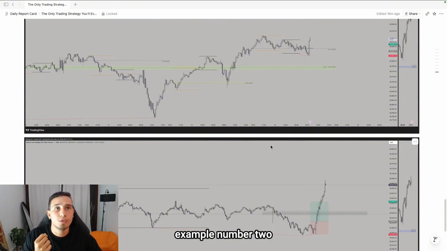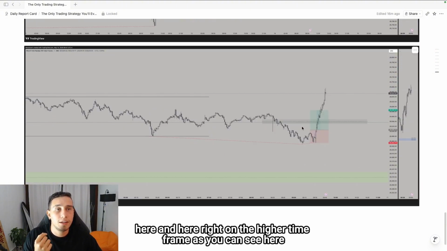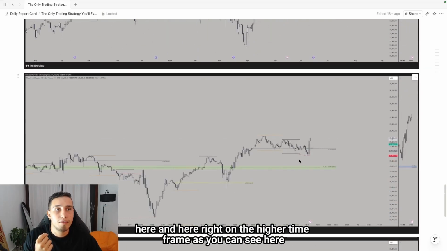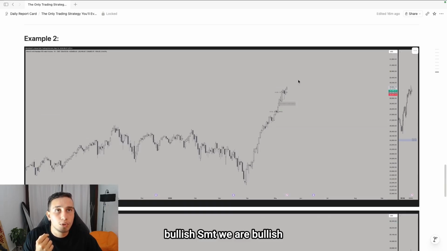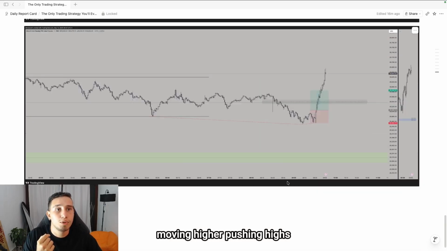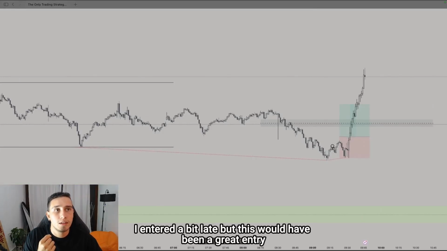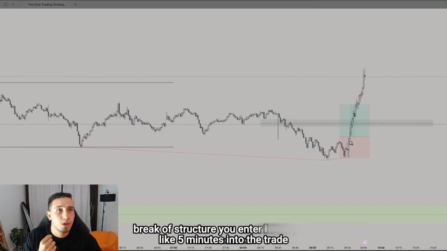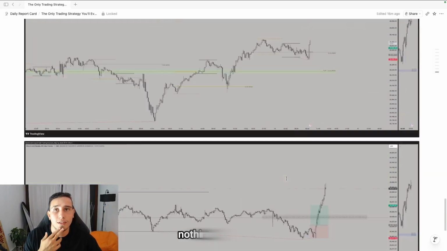Example number 2, longs, right? We have a bullish SMT here, here and here, right? On the higher time frame, as you can see here, bullish SMT. We are bullish, moving higher, pushing highs. What do we do? Break of structure. I entered a bit late, but this would have been a great entry. Break of structure, you enter long, 1.5 hour, like 5 minutes into the trade, nothing.